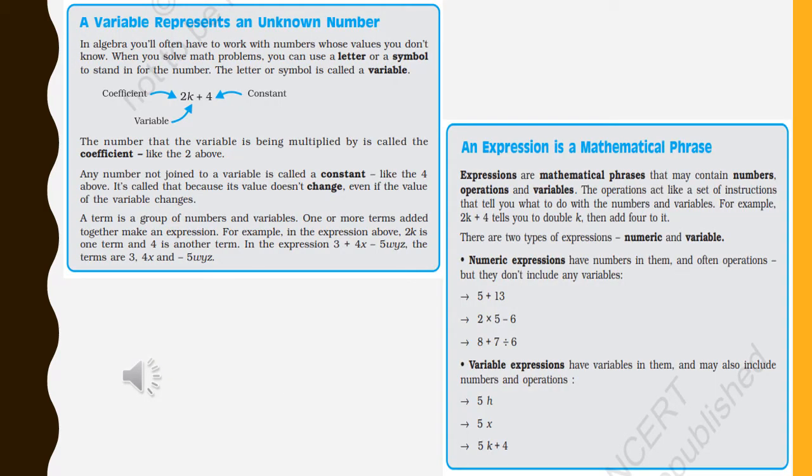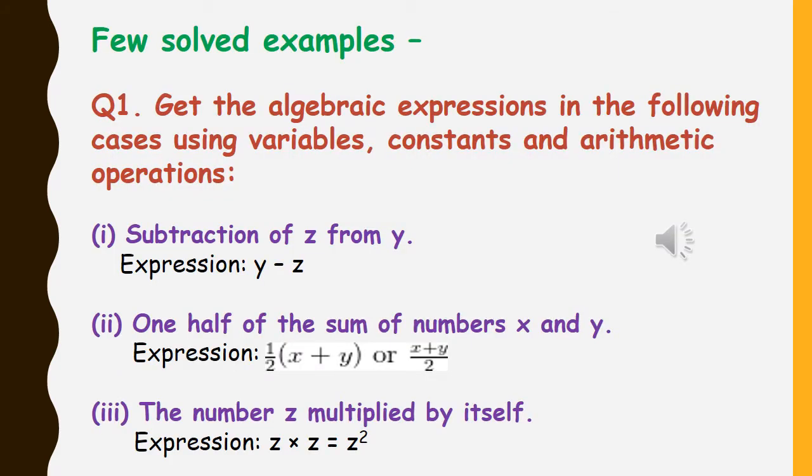Here there are few more examples from NCERT exemplar of different terms like variable, constant, coefficient, and numerical expressions. So this we can have a quick recap of whatever we have learned in the previous slides. Let us solve few examples from NCERT book on the previously said concepts.